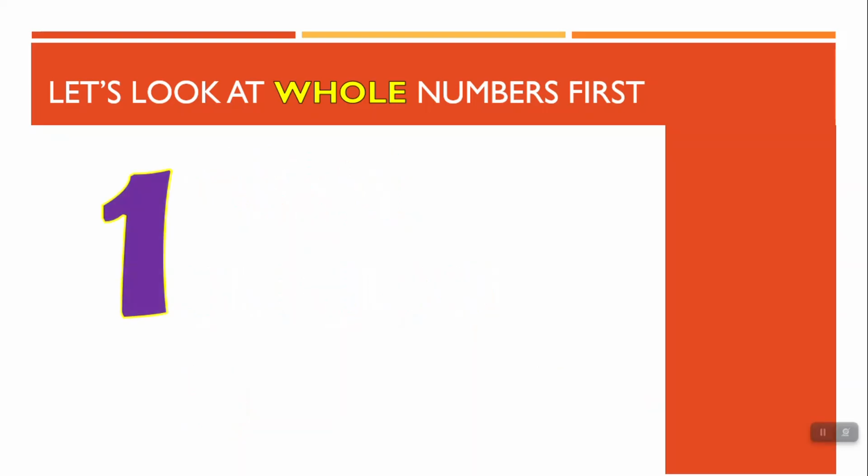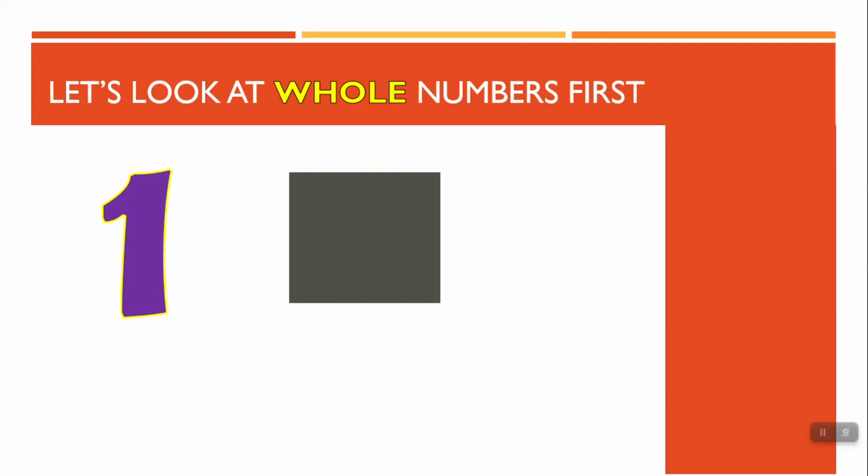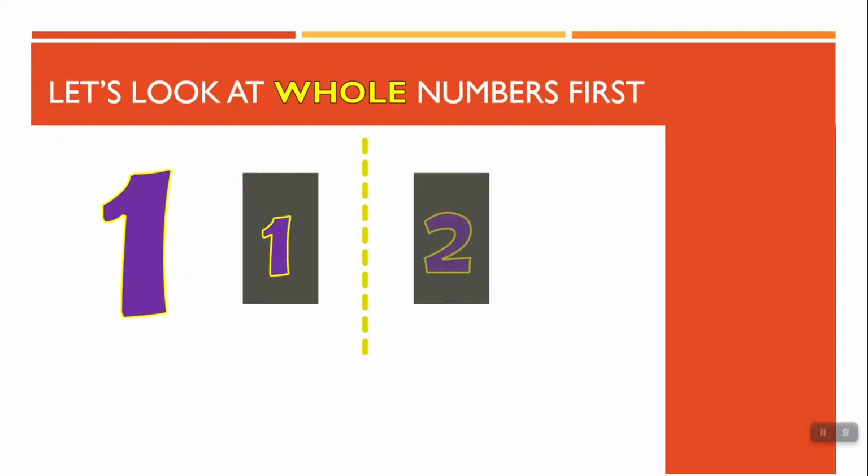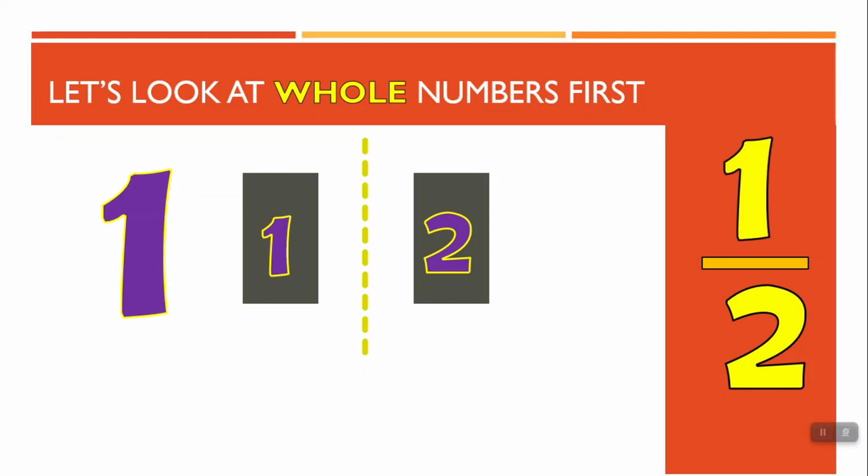What happens though if we take the number 1? We can see one rectangle on the screen. What if we split that rectangle into two parts? Part 1 and part 2. Each part is now a fraction. The fact that we have two total parts means that the number 2 becomes the denominator in the fraction. Each part is 1 out of 2 parts, and so we form the fraction 1 over 2, or 1/2.